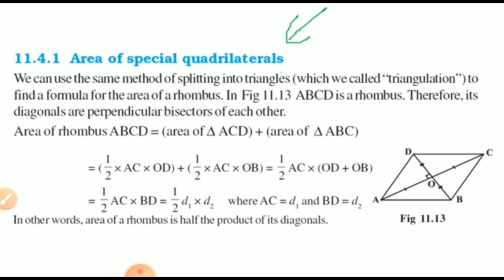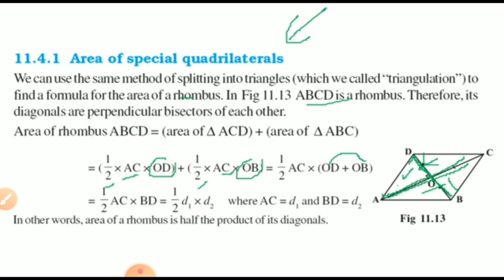We can use the same method of splitting into triangles, which we call triangulation, to find a formula for the area of a rhombus. ABCD is a rhombus, my dear students. A rhombus has diagonals which cut at 90 degrees, perpendicular. Therefore, its diagonals are perpendicular bisectors of each other, and they cut at equal distances. Very good. Area of rhombus ABCD is equal to area of triangle ACD plus area of triangle ABC.